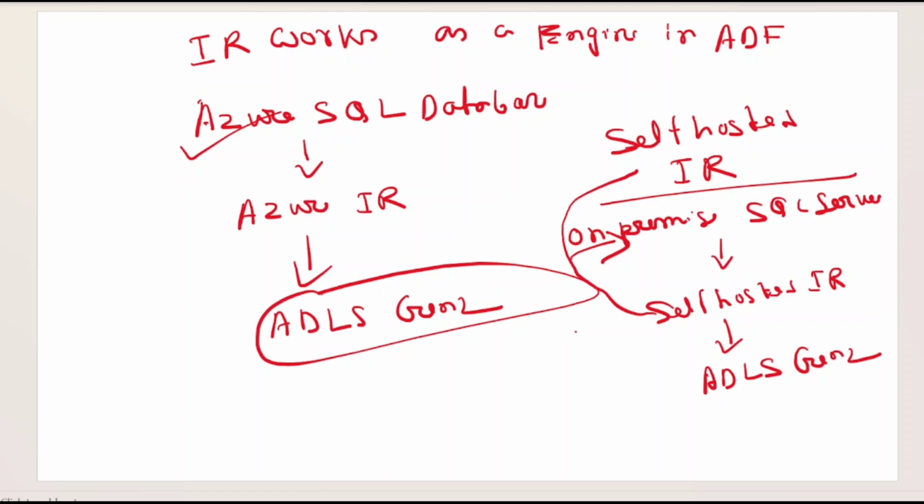What is the third point? Number 3 is SSIS integration runtime. So what is SSIS integration runtime? It is used only for organizations that already have SQL Server Integration Services packages and want to run them in Azure without redesigning them.